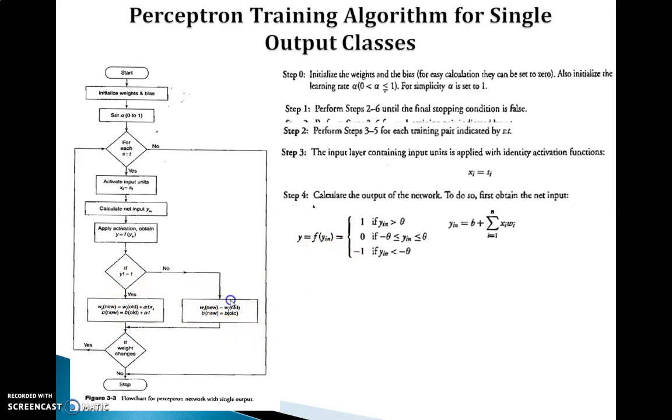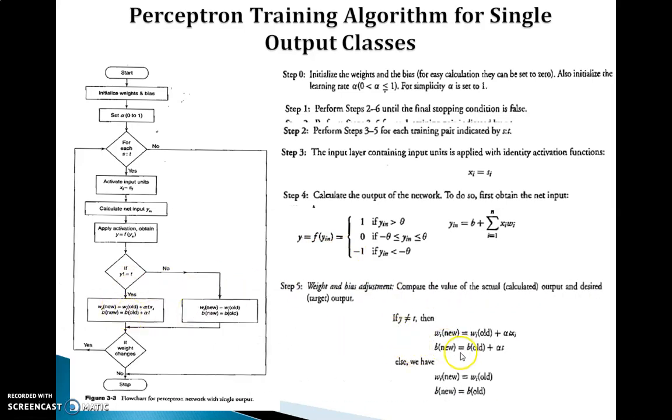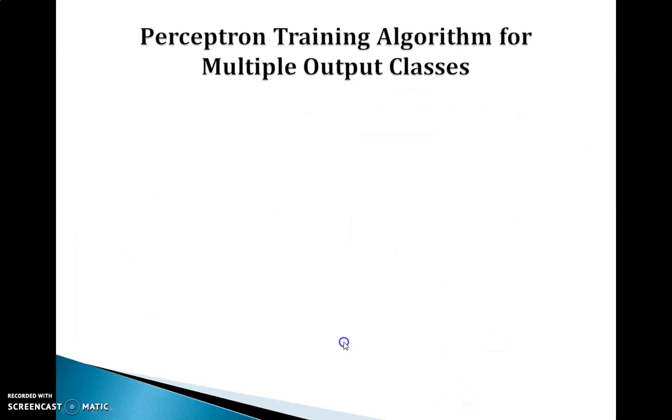Otherwise, we have to come to this location. The updation of the weight: W new equals W old plus alpha into t into xi, bias new equals bias old plus alpha t. Else, the same weight will be carried for the next iteration, and the same bias is carried for the next iteration. This we can update for the multiple perceptron also.